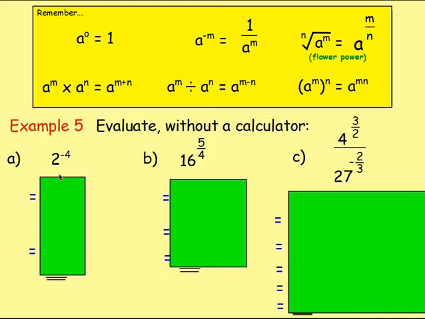Rewrite this with a positive index. If you have to work out 2 to the power of 2, dead easy. 2 to the power of 3, dead easy. 2 to the power of 4, dead easy. 2 to the power of 5, 2 times 2 times 2 times 2 times 2, dead easy. When it's a negative index, it's difficult to work out. What on earth does that mean when it's 2 to the power of negative 4? No idea. So you rewrite it with a positive index.